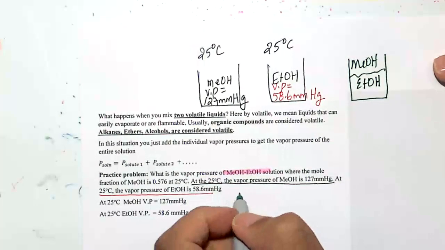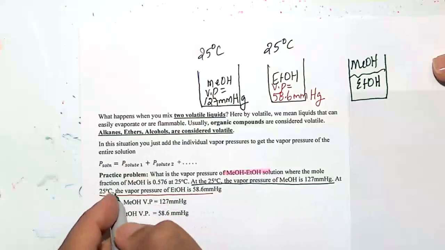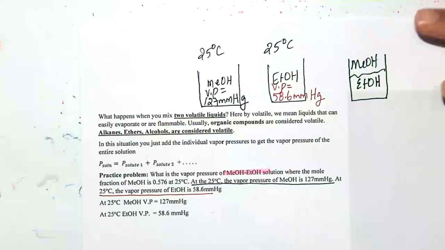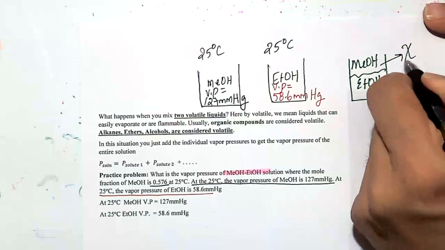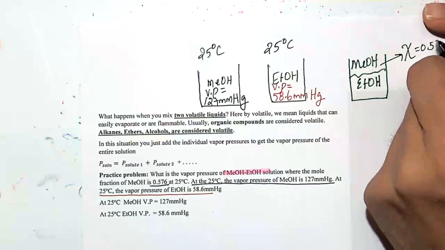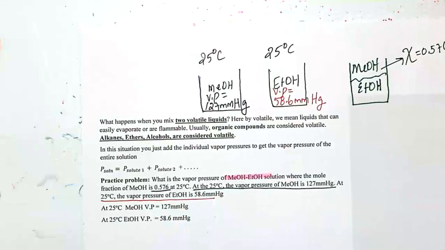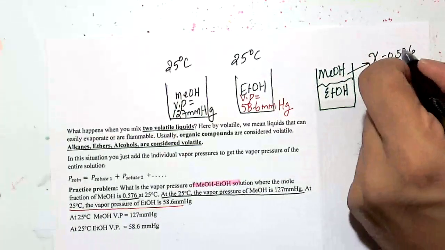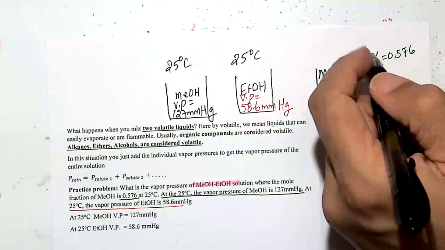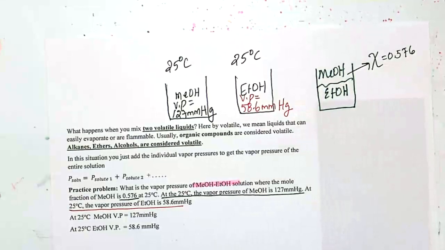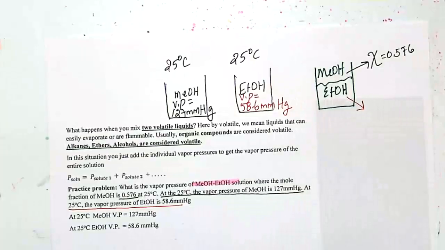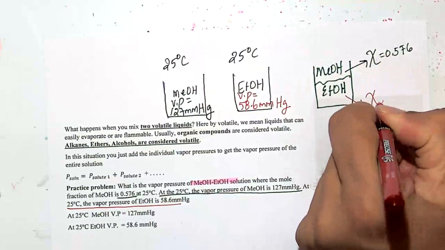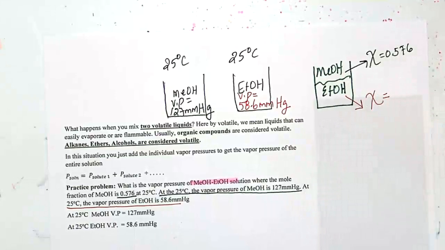Okay, we have methanol and ethanol. And the mole fraction here of methanol, we'll do methanol in black ink, is 0.576. Okay, that cursive X is mole fraction. So what do you think our mole fraction of ethanol will be? If the mole fraction of methanol is 0.576, what will be the mole fraction of ethanol?